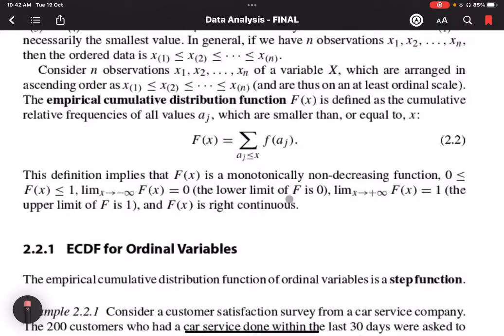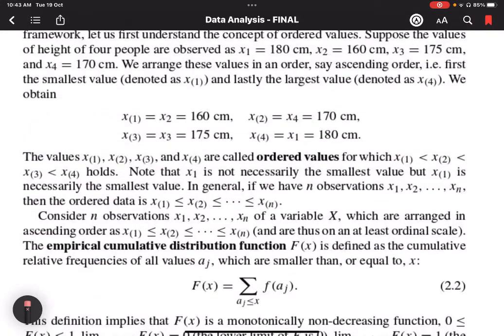The lower limit of F is 0. Under ng limiting limits of x going to positive infinity, we have F of x equals 1. The upper limit of F is 1 and F of x is right continuous. So, ibig sabihin nito, positive going to 1 lang siya, no? Kasi ang limit natin sa under ng cumulative distribution function is always equal to 1. Okay? So, under yan ng discrete.